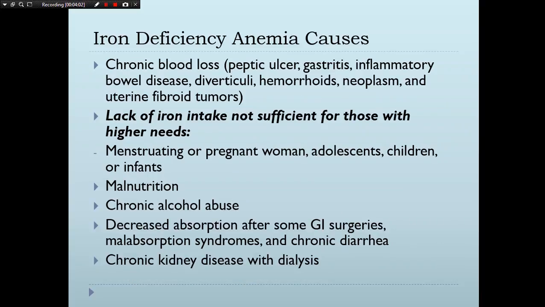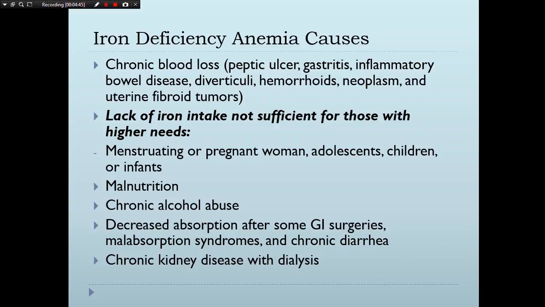Some more specific causes are going to be chronic blood loss, patients with cancers, uterine fibroid tumors, endometriosis, lack of iron intake not sufficient for those with higher needs. So your patients who have menorrhagia every month, where they're having the fibroids, the endometriosis, where they're having heavy periods monthly. Pregnant women who need increased iron stores for the red blood cell production, increased fluid volume for the increased flow to the placenta and the baby. Without proper iron intake, we're going to utilize their stores and they're going to become anemic.